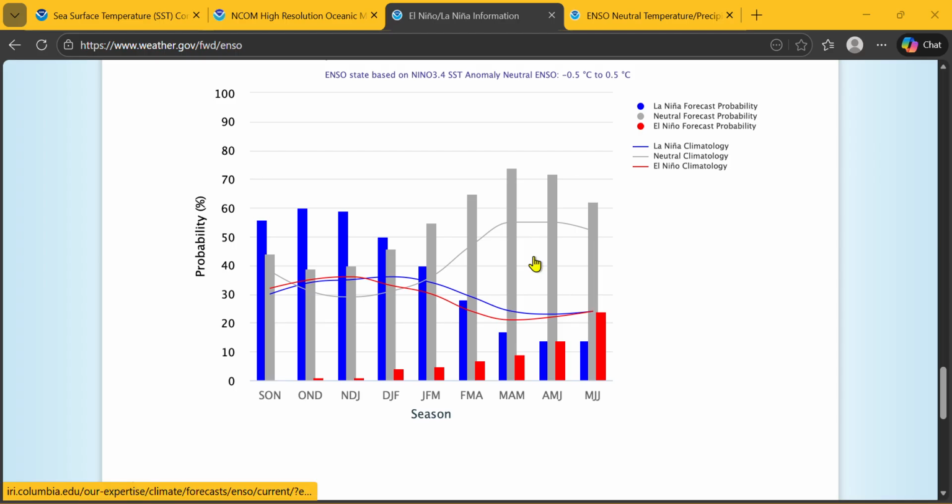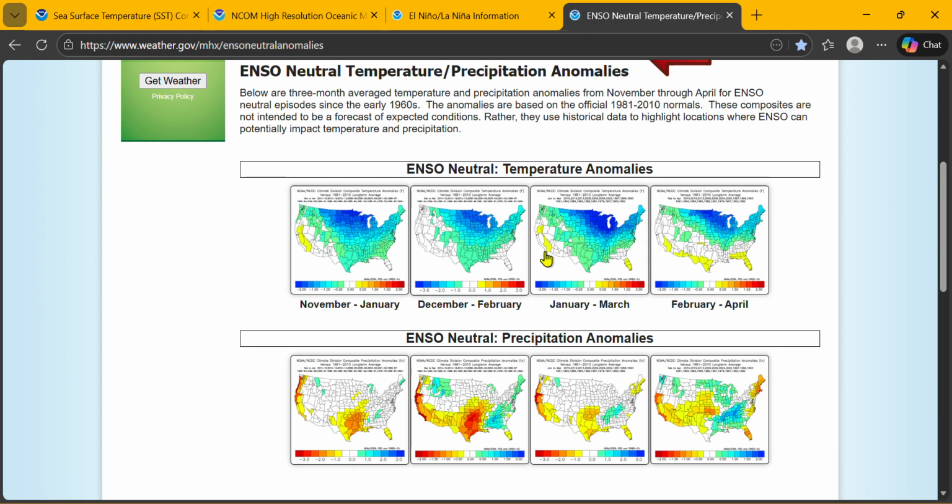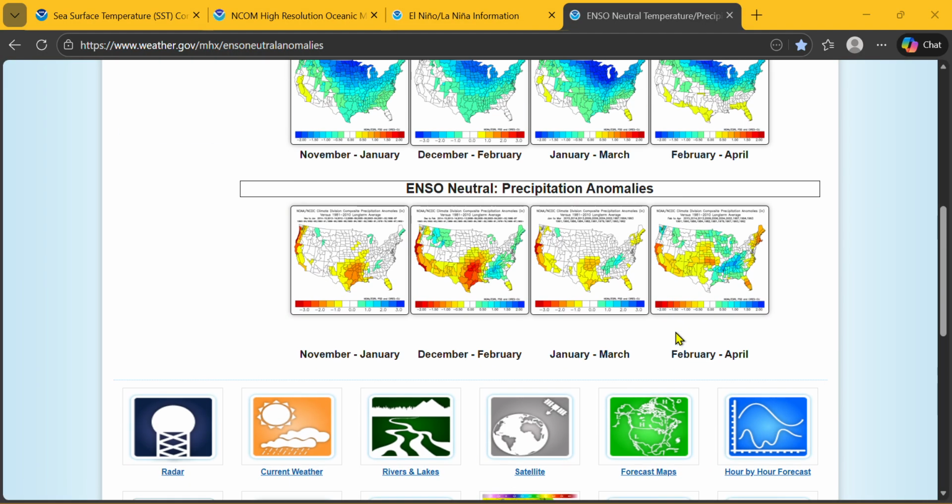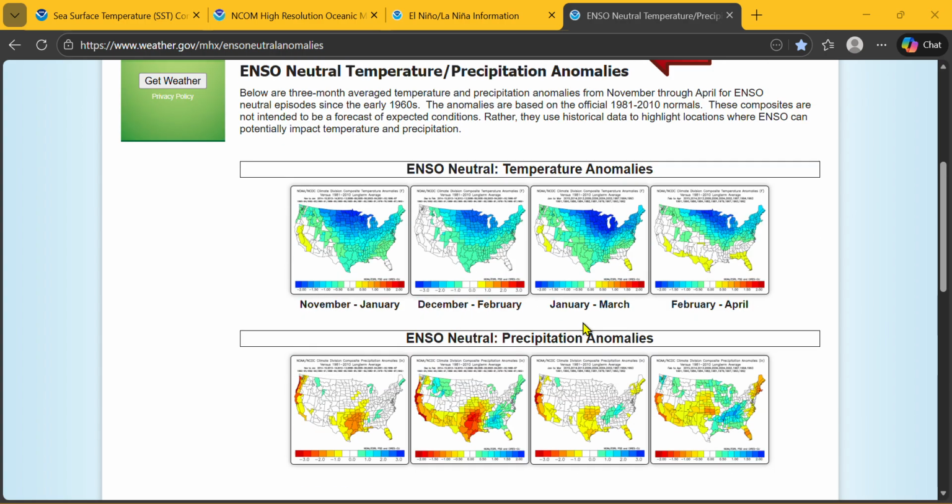neutral ENSO. So we're going to see how that impacts our temperatures here in the United States. So neutral ENSO temperature anomalies. These are the winter months. And then as we begin into spring, obviously 2 of these are winter months, so that's going to be influenced a little bit. But you can kind of see a little bit of a push north of the warmer temperatures. February through April, so these warmer temperatures are pushing north. And also the precipitation anomalies. It starts off a little bit drier, but then it kind of pushes north more. Same thing with the temperatures, so this kind of aligns. This would make for more severe weather events.